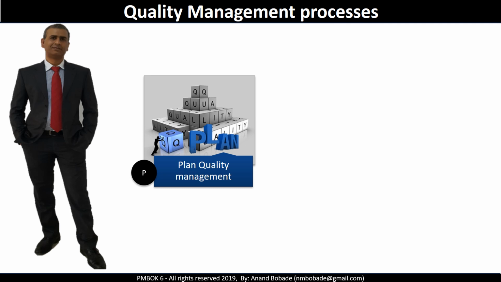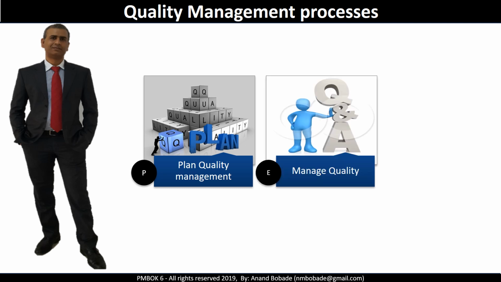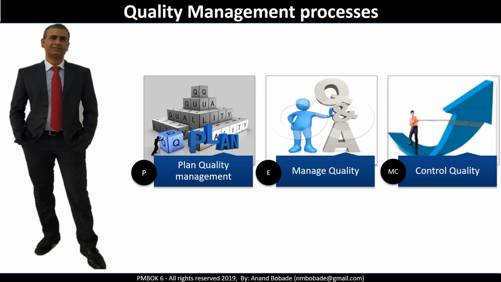Next is manage quality, which is part of the executing process group. This is about quality assurance. This is where we will ensure what was planned and what is executed is correct and it is giving us expected results. And the final process is control quality, which is a part of the monitoring and controlling process group. This is about executing quality activities like testing and inspection. This is about verifying the product or service, whether it is developed as per requirements or not.